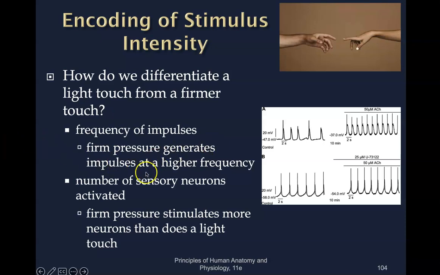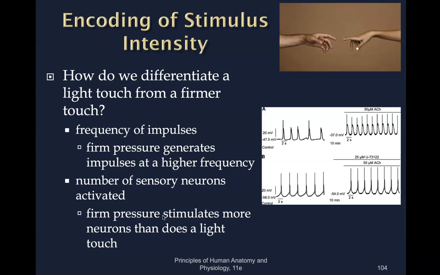So firm pressure is going to generate impulses at a much higher frequency, okay? Not only are we activating more of the sensory neurons with that firm pressure in that area, but we're also re-stimulating those same neurons with a higher frequency. And so with a higher frequency of impulses and more sensory neurons activated, we're sending more sensory information back to the brain that we're getting a firm touch, okay?